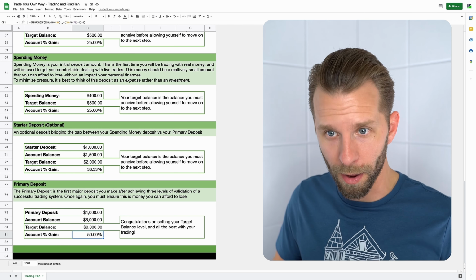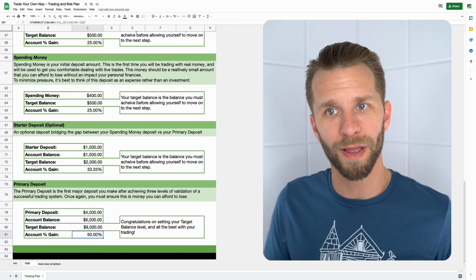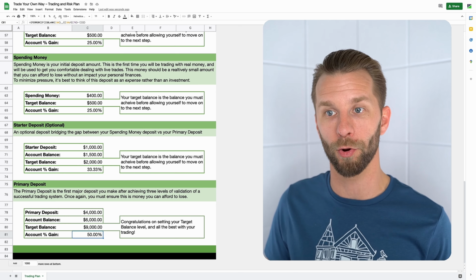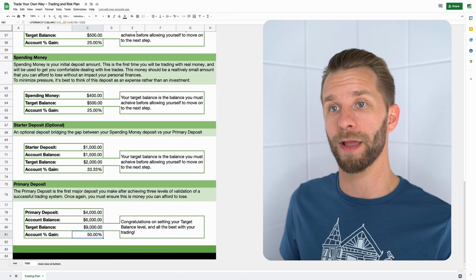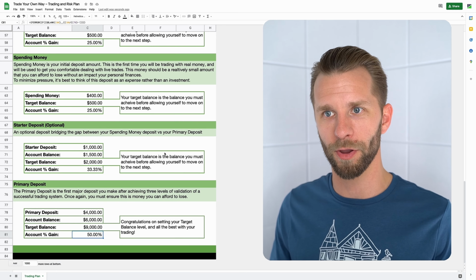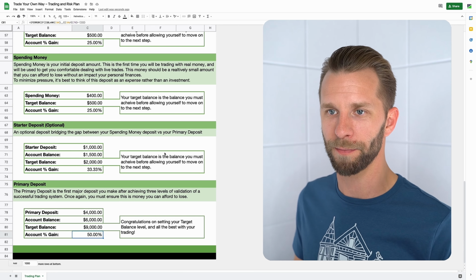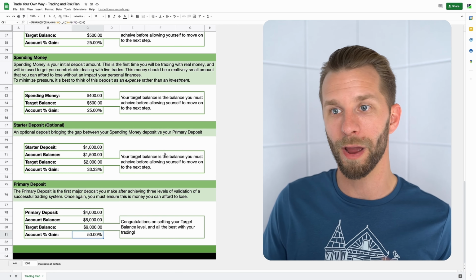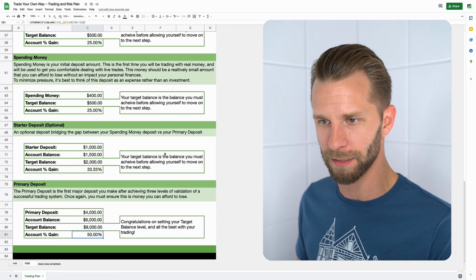Don't get this wrong. This is going to take a while to get through all these steps. It's not a quick thing to earn 25% of your account or 33 or 50% of your account. These are mid to long-term goals, but you need to have these structures in place so you know what you're aiming for and you know what you can do when you get to these.